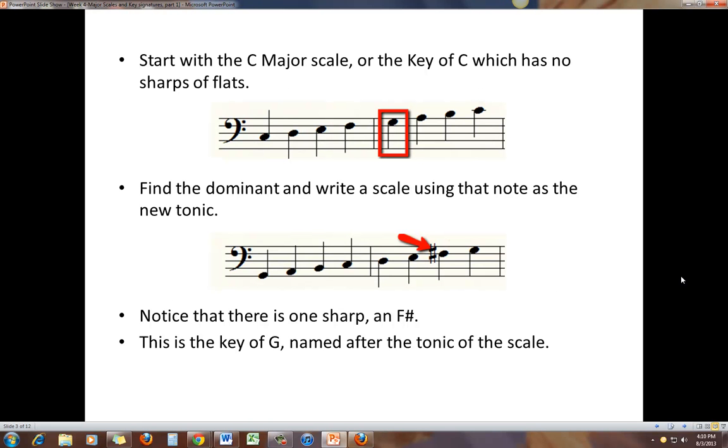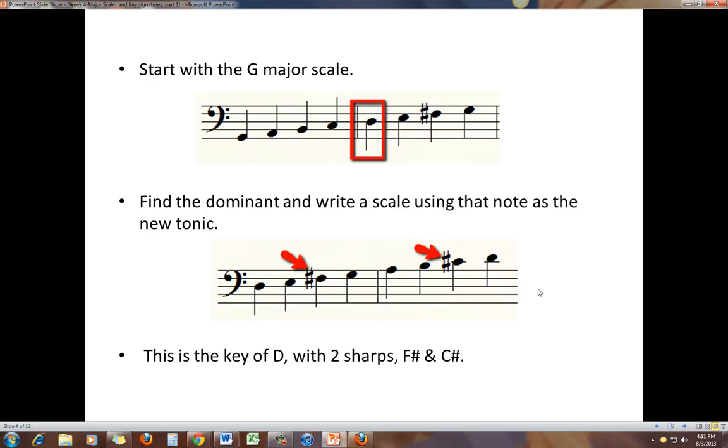If you start with a C major scale, or in the key of C, which has no sharps or flats, and find the dominant, so in this case the dominant is G, use the dominant to start a new scale, or as the tonic of a new scale. So we go down here with the G, write the G scale, and notice that we have one sharp, and that sharp is an F sharp. This is the key of G, since the key is always named after the tonic of the scale.